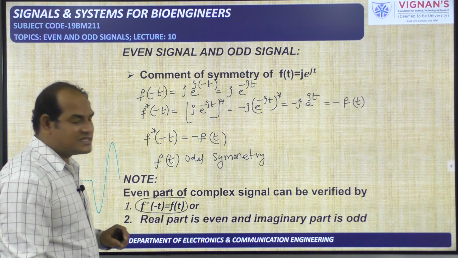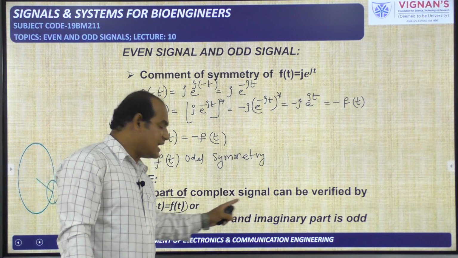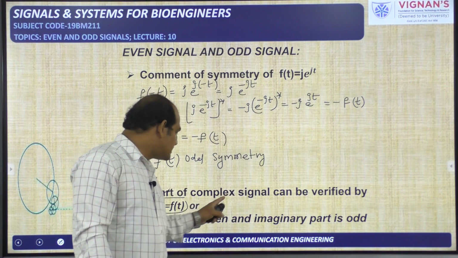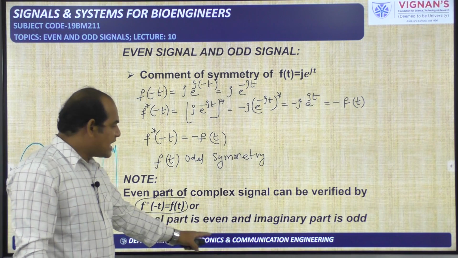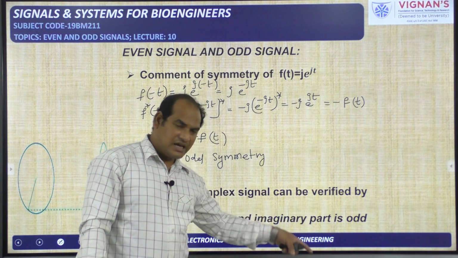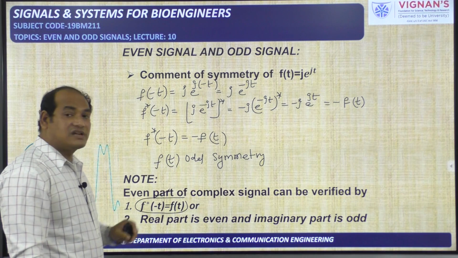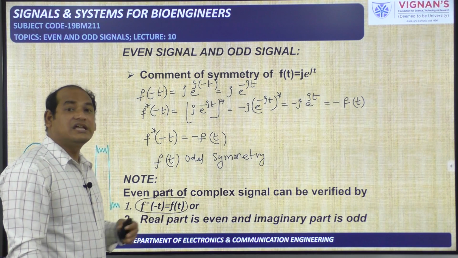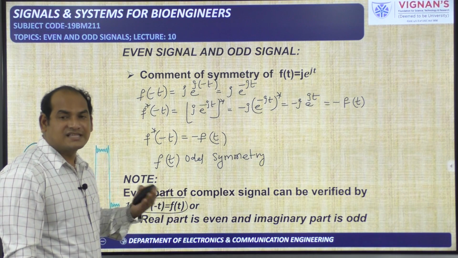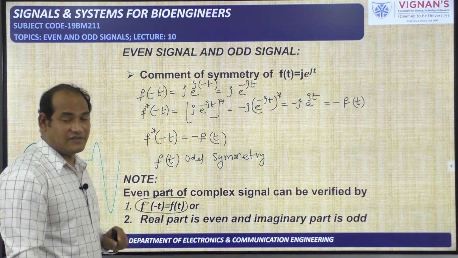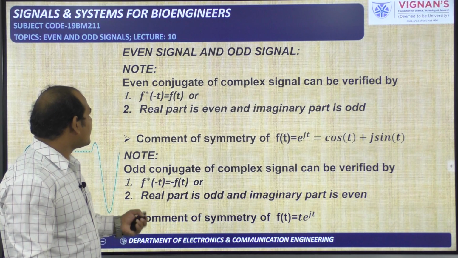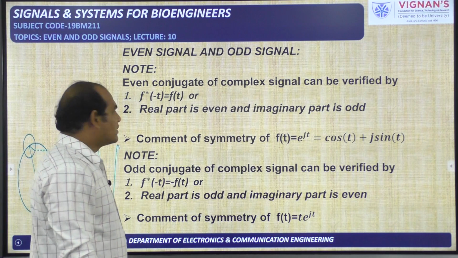What is that condition? Because it is a complex signal, it has a real part and an imaginary part. So within this complex signal, if the real part is even and the imaginary part is odd, then I can say that particular complex signal is an even signal. This is another way of concluding that the given complex signal is even, or that it has even symmetry.